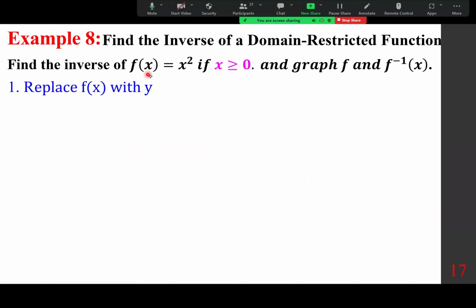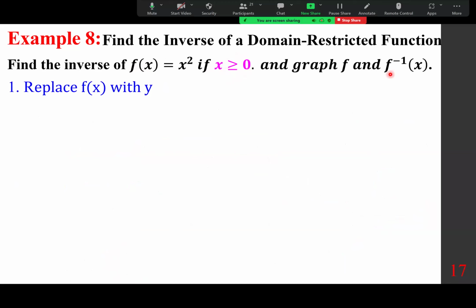Find the inverse of f of x equals x squared if x is greater than or equal to 0. Please pay attention to the fact that you are dealing with a function which is not a one-to-one function. When x is larger than or equal to 0, you're restricting it so it becomes a one-to-one function. And graph f and f inverse.